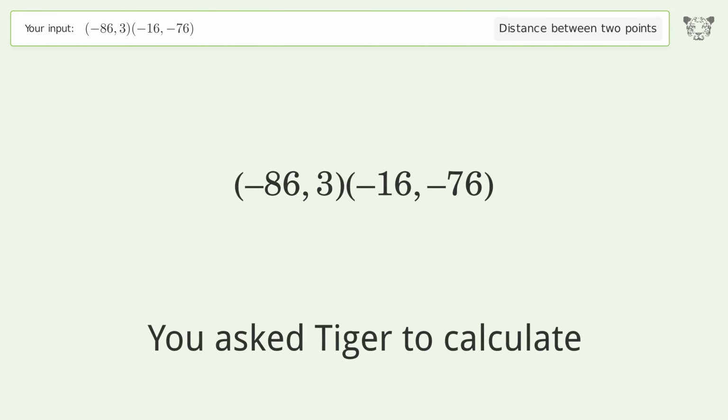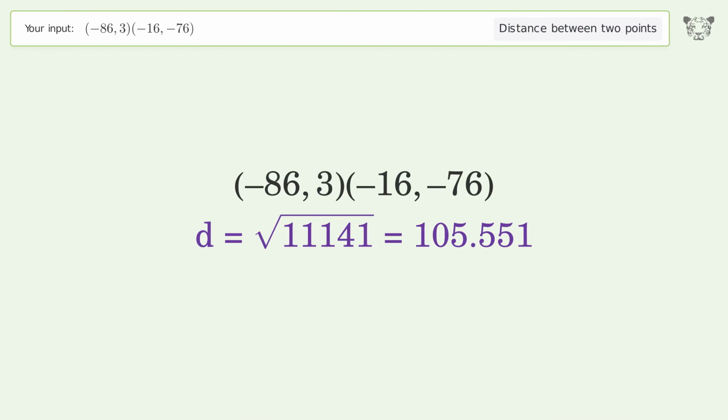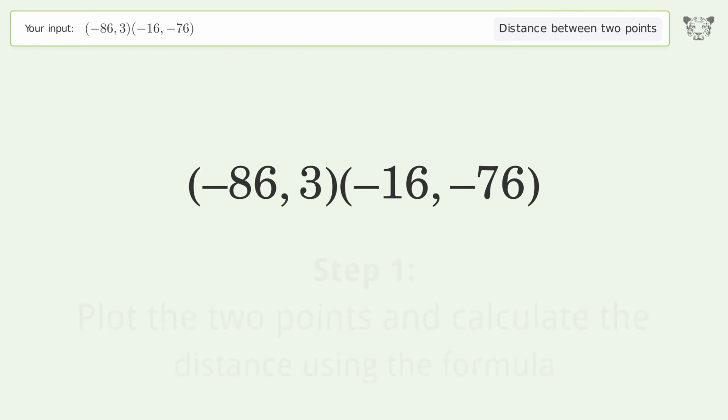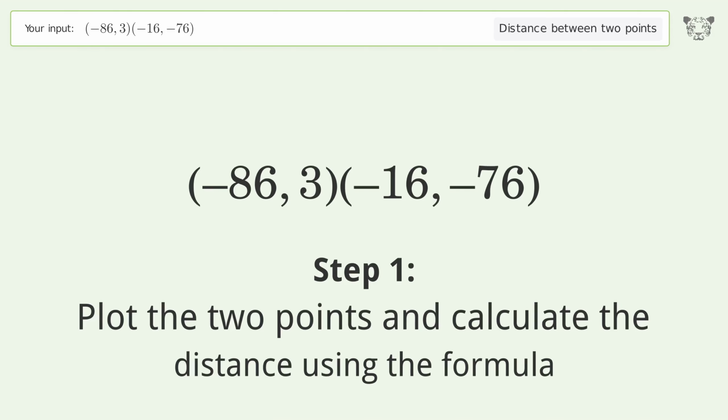You ask Tiger to calculate. This deals with the distance between 2 points. The distance between the 2 points is the square root of 11,141 or 105.551. Let's solve it step by step. Plot the 2 points and calculate the distance using the formula.